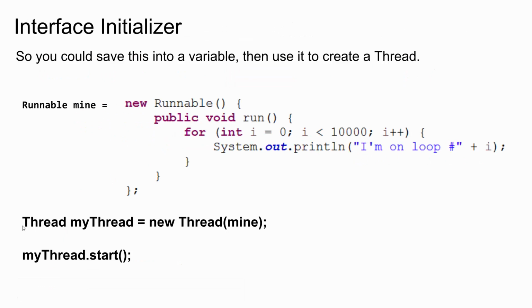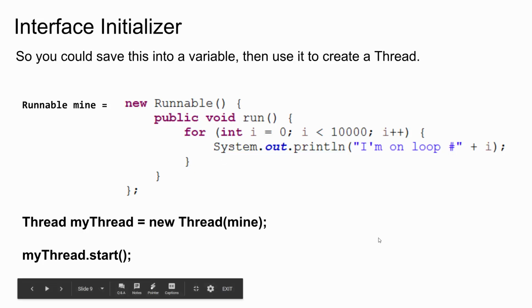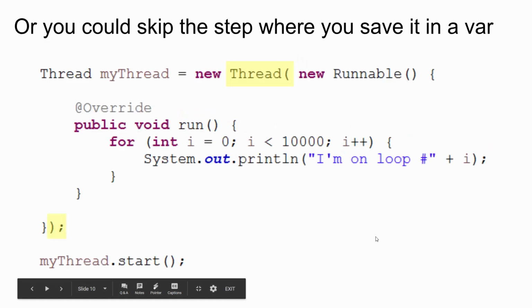So let's look at it one more time. It's this line right here where I'm saying new thread mine. You ask, what is mine? Mine is the output from this code. So rather than save the output from this code into a variable, let's just place this code directly as the input to the thread constructor, like that.